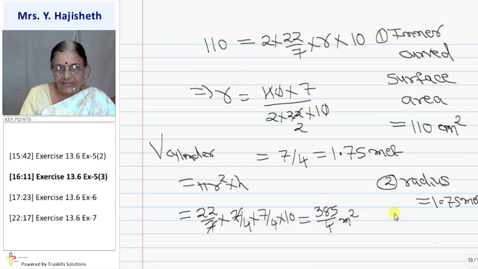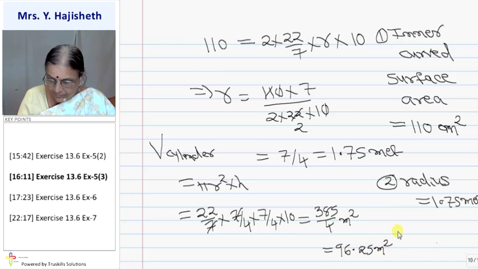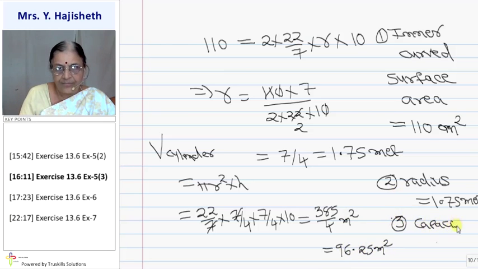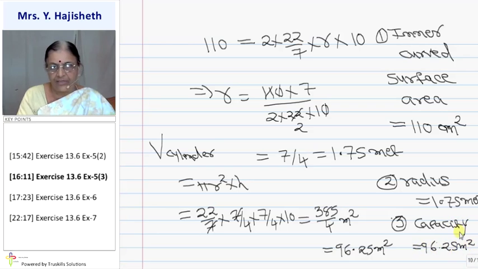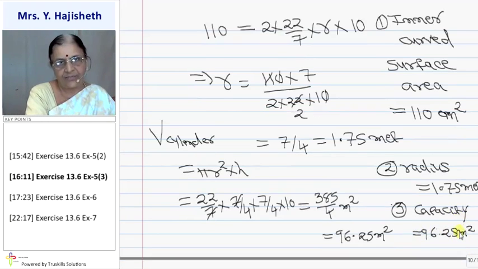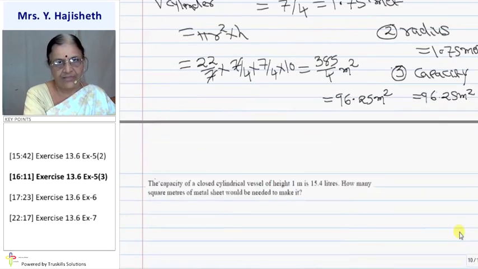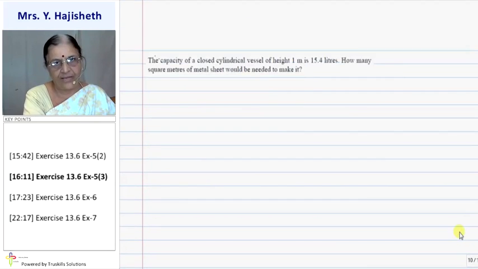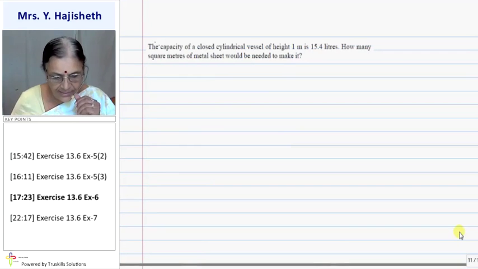That is 96.25 meter square. So third का आंसर आया कैपेसिटी 96.25 meter square. Okay, तीनों तीन आंसर लाइन में मैंने लिख दिया. Clear? 3 question has been asked and we have written 3 answers. Okay. Now sum number 6.